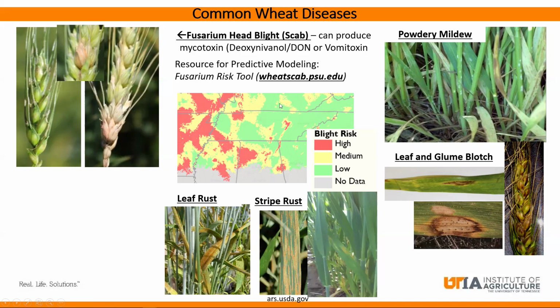wheatscab.psu.edu. Here, again, if we're at low risk, you would not necessarily need to put out a fungicide at beginning bloom. But if you're at a moderate or higher risk, you might want to consider it, because later in the season, when you actually see the symptoms and signs of fusarium head blight, there's nothing you can do. The damage is already being done to the heads, and there could be a mycotoxin issue that develops, where this fungus produces a mycotoxin that could potentially further dock the grain.